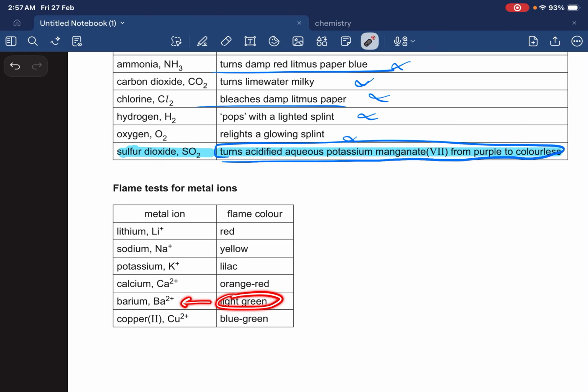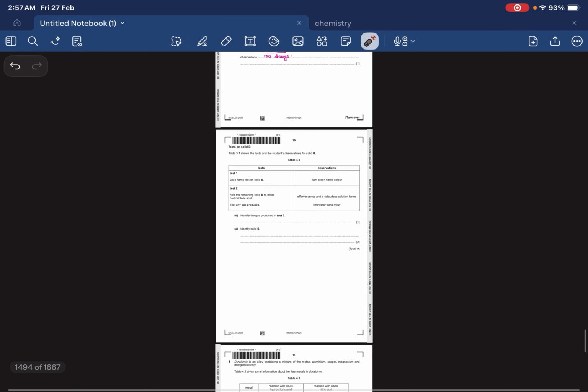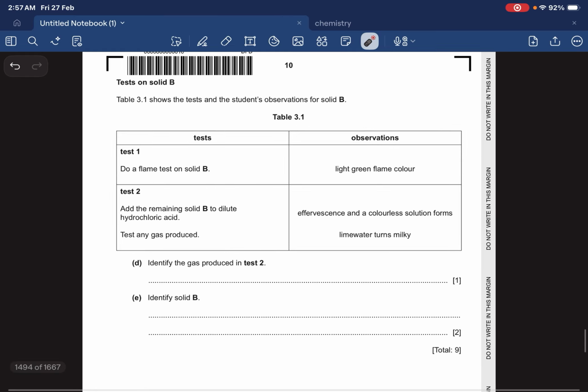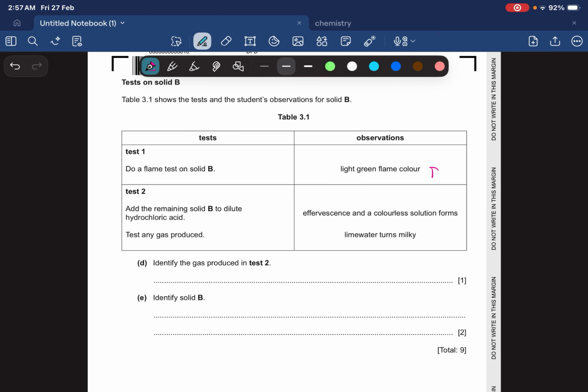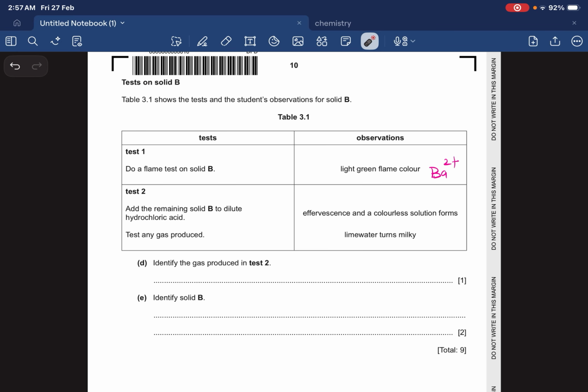That means a barium ion is present. Okay, so you just write barium 2 plus here.